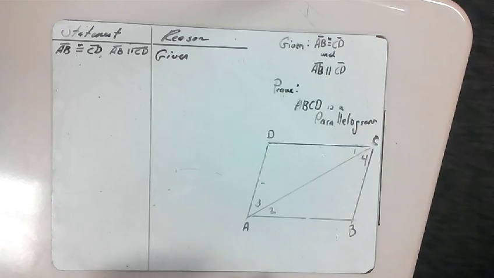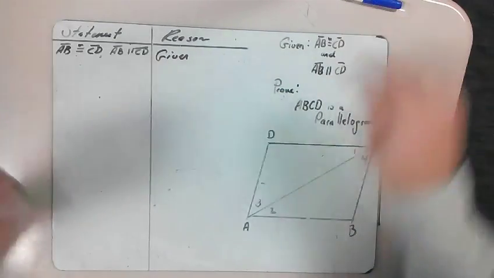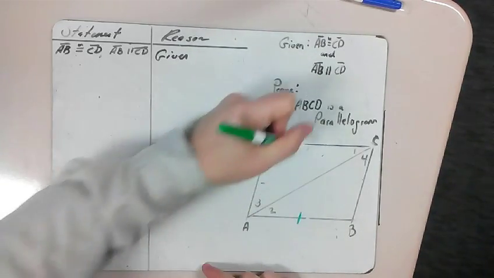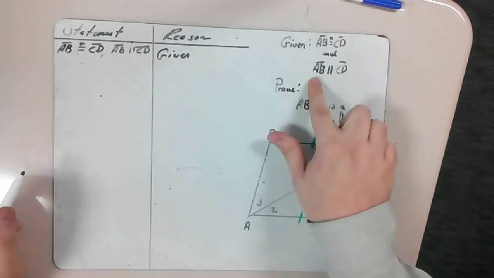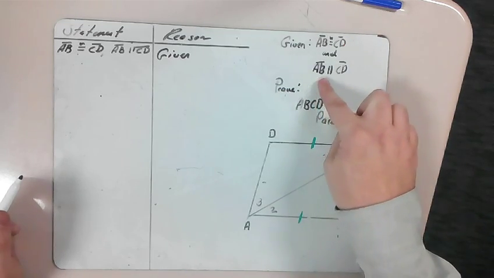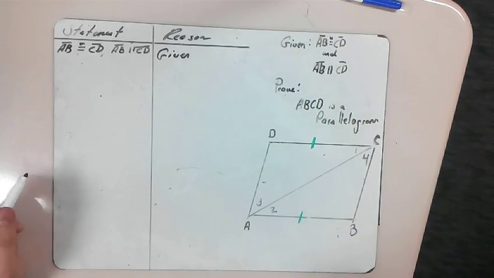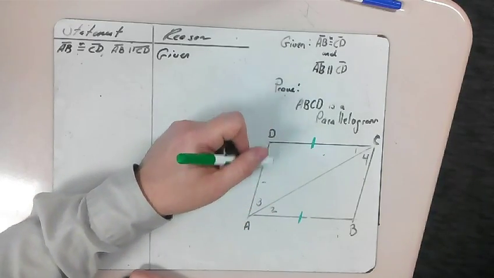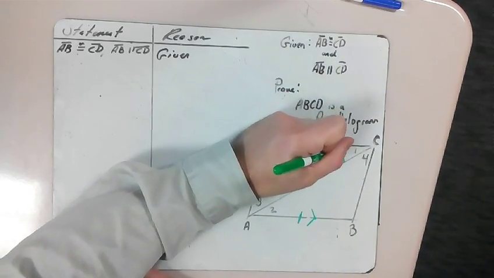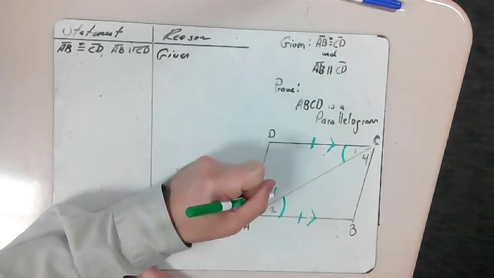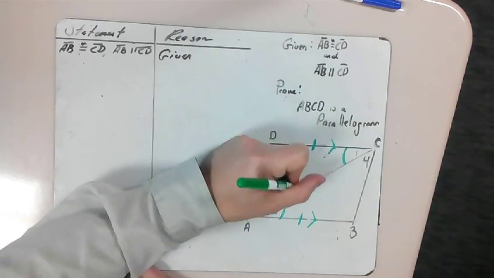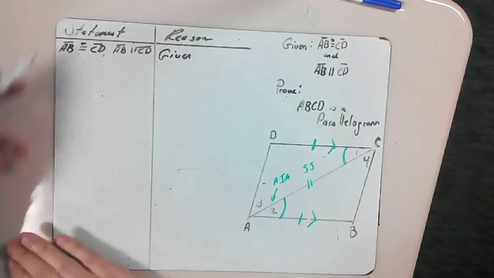I'm going to start with the green here. It says here that AB is parallel to CD. I'm sorry, AB is congruent to CD and AB is parallel to CD. So now that I know that these are parallel as well, I'm going to say that this and this are congruent because they're alternate interior angles. Then I have my shared side here. So let's write that up.